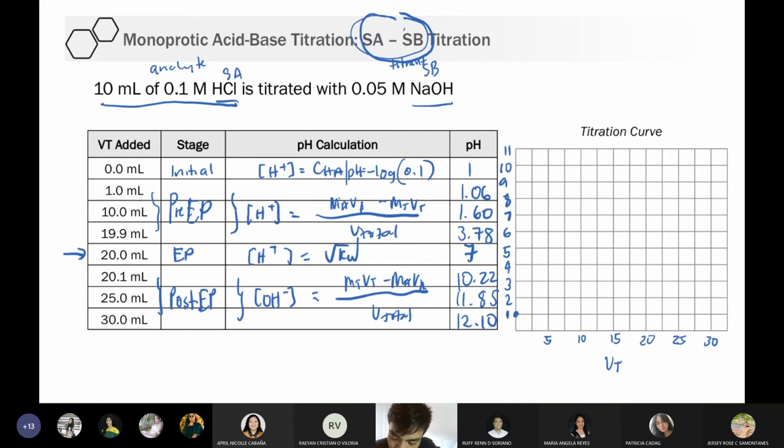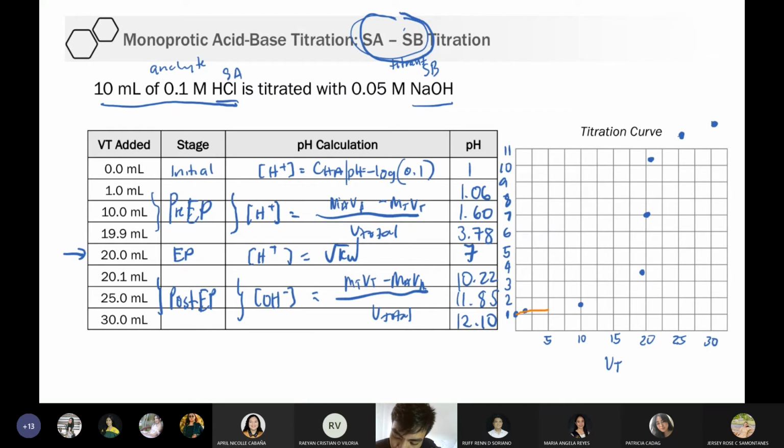So, initially, 1 yan. At 1 ml, onting akit lang. At 10 ml, that's 1.6. At 19.9, that's 3.78. So somewhere here. 20, that's 7. 20.1, that's 10.22. 25, that is 11.85. Lumagpas. And 30, that's 12.